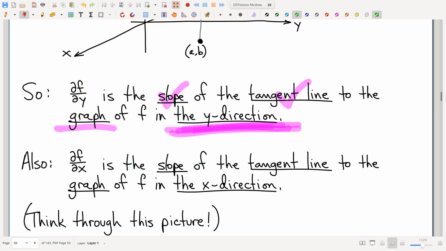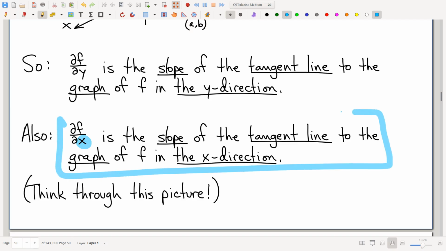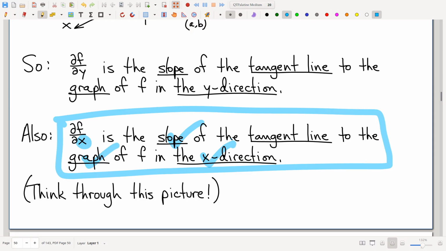All right, so I'm going to leave as an exercise. I think this is a really healthy exercise. Think through the equivalent argument for what if you're taking the x partial. Now, noticing a pattern, perhaps, you'd probably guess that the x partial is going to be the slope of the graph in the x direction. And that's true, it is, right?